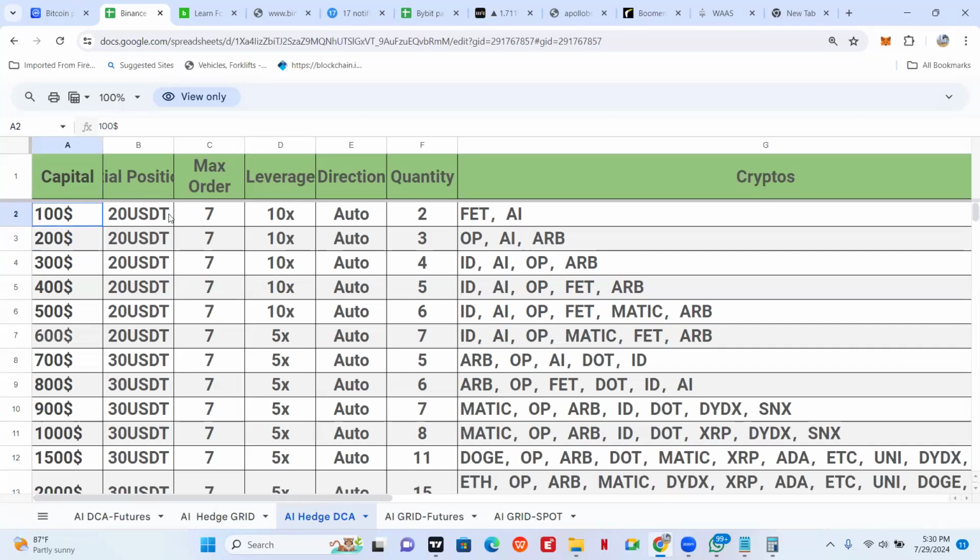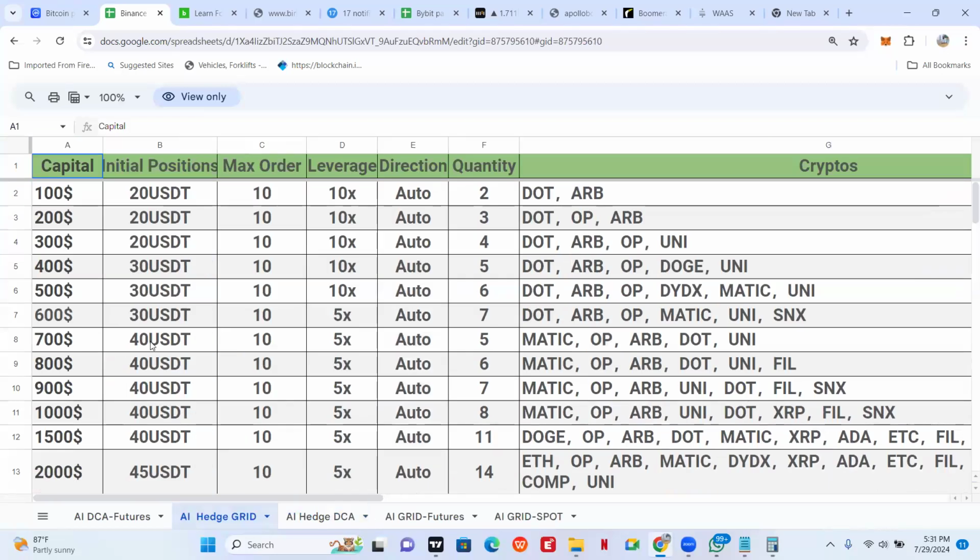Anyway, this is for me. I don't recommend $100 on futures. Here, this table says trade 2 coins on $100 capital, but I don't recommend $100 on futures unless you just want to go and test. Right now, I don't recommend $100 trading on futures.